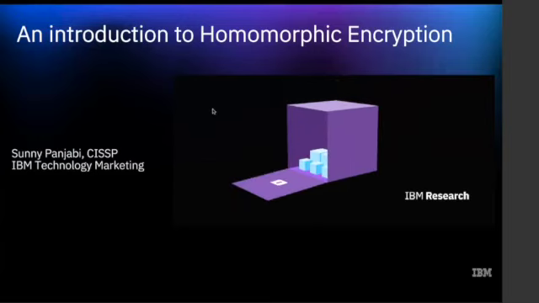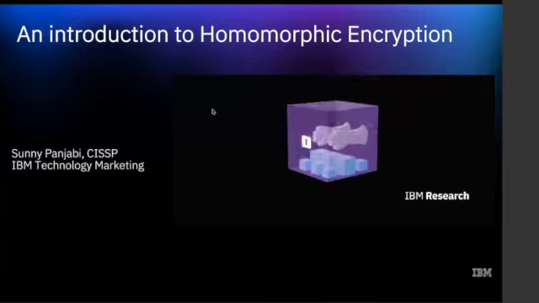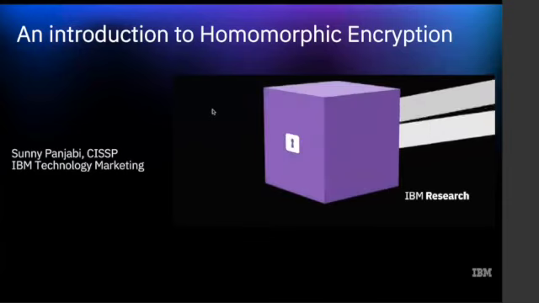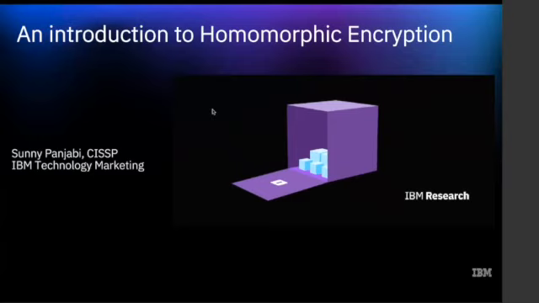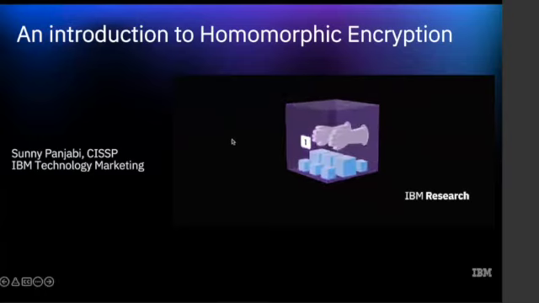Imagine if while you're working on the data, it's all encrypted. So it doesn't matter whether it's at rest, you're working on it, or it's on the wire. You can basically breathe a sigh of relief. So this is what homomorphic encryption is all about.